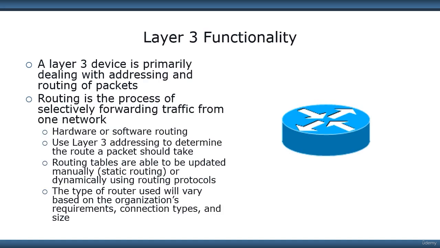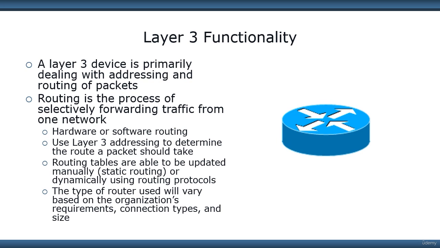So a layer 3 device is primarily dealing with two things: the addressing of packets with protocol addresses, and then the routing of those packets based on the protocol addresses. Every packet has a source IP address and destination IP address, and specifically the destination IP address is used to route the packet from one network segment to another across a series of routers. So routing is simply the process of selectively forwarding traffic from one network to another.